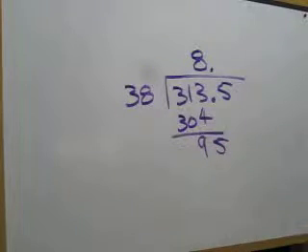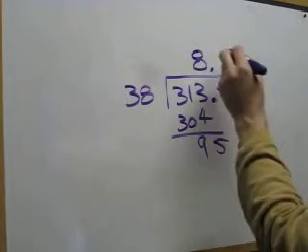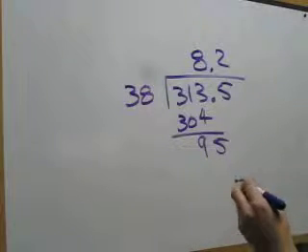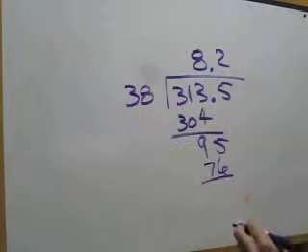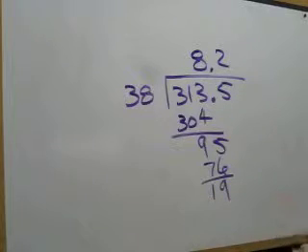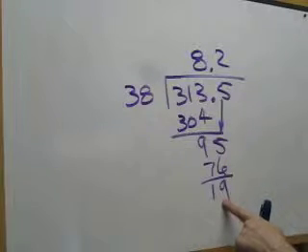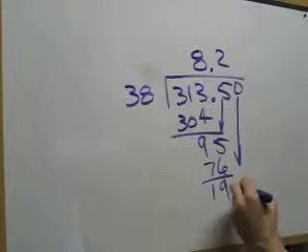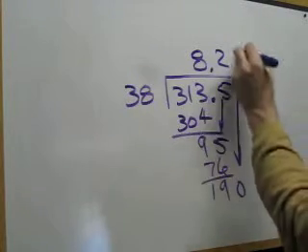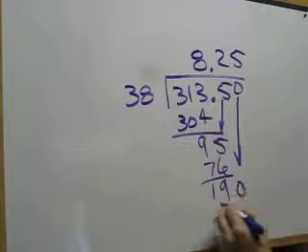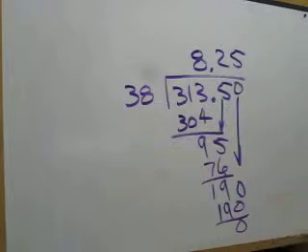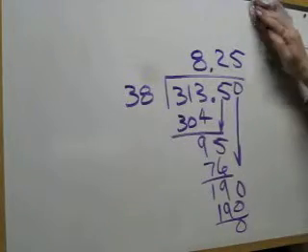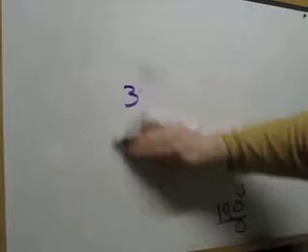We bring down our 5. 38 goes into 95 twice. 2 times 38 is 76. We subtract there and get 19. We brought down our 5 here, so we don't have any more numbers to bring down, even though we have a 19 as a remainder. So we put a 0 on there and bring the 0 down. So then we have 38 goes into 190. 5 times 38 is 190. And we end up with 0 for a remainder, just going one step further and bringing down the 0 here. So 8.25 is the answer we end up with.